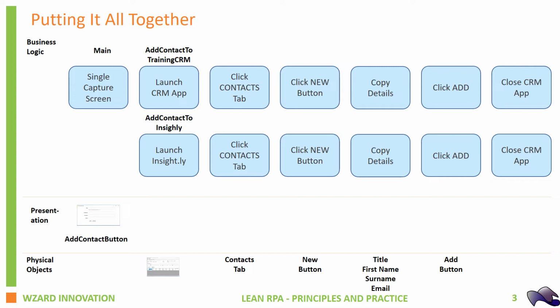And we're going to go back to our presentation layer, creating another new function called Add Contact button. And that Add Contact button function will call first the update to the training CRM and then call our Add Contact to Insightly. So you'll see from one single data entry, two underlying applications then being updated. Okay, that's the plan. Let's have a look at how we do that.